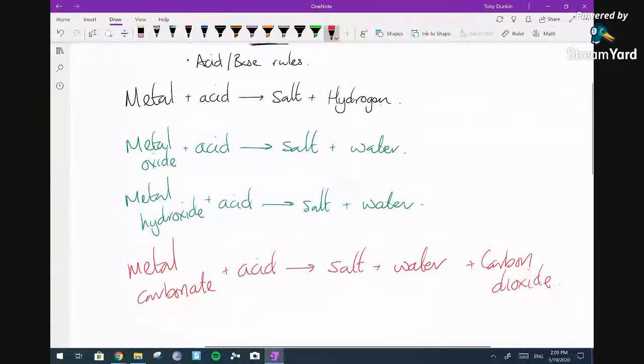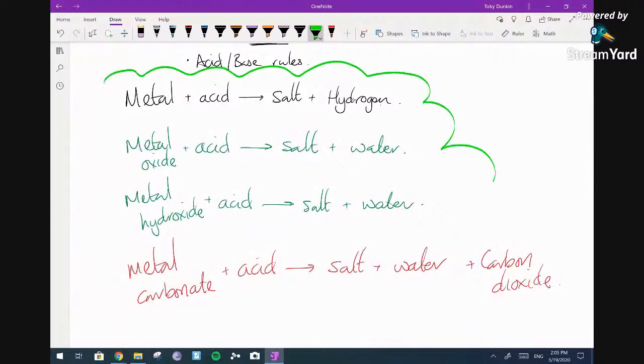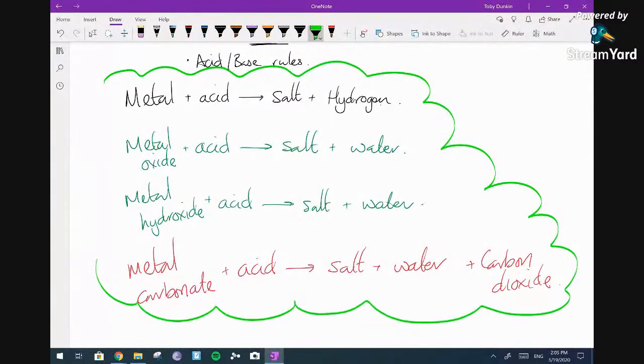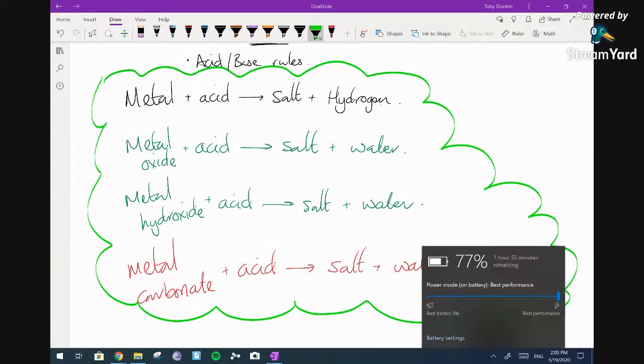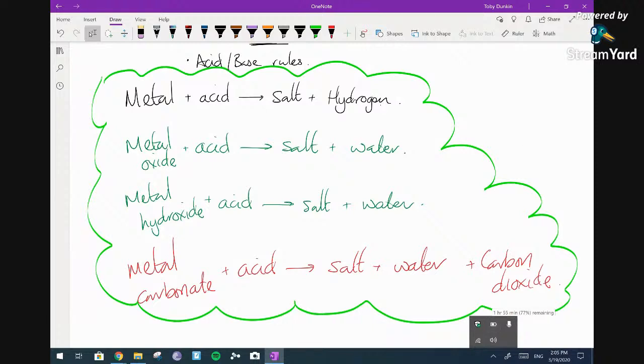So those, you need to put these acid rules. You've just got to, unfortunately, learn. Now, students often say to me at this point, what's the salt? How does that work? And so the salt comes from the acid.